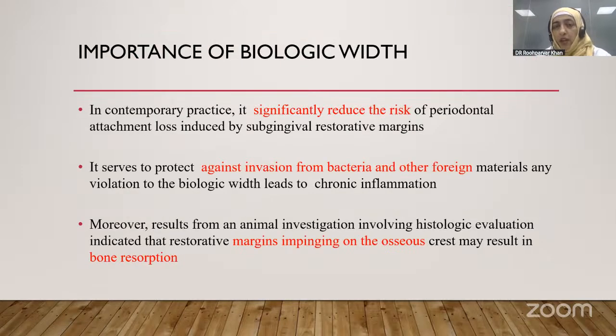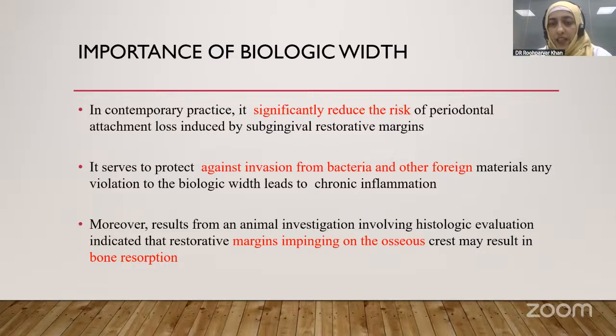So what is the importance of biological width? In contemporary practice, it significantly reduces the risk of periodontal attachment loss induced by subgingival restorative margins. It also serves to protect against invasion from bacteria and other foreign materials. And moreover, results from an animal investigation involving histological evaluation indicated that restorative margins impinging on osseous crest may cause bone resorption.